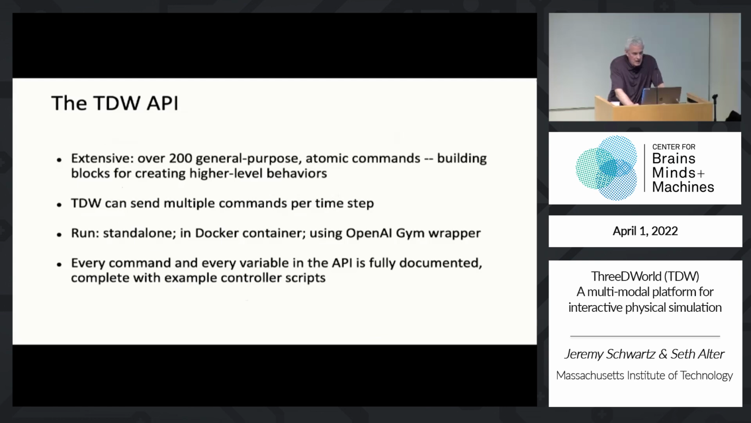So the API contains over 200 commands covering tasks like scene setup and manipulation, object loading and modification, camera and rendering controls, object interaction using physics, and agent navigation and control. And basically, these are general purpose atomic commands. So you can think of them as Lego-like building blocks for creating higher level behaviors. And unlike many available simulation frameworks, TDW controllers can send multiple commands per time step, allowing for arbitrarily complex simulation behavior. The build can run standalone, locally on a laptop, for example, or on a remote server.